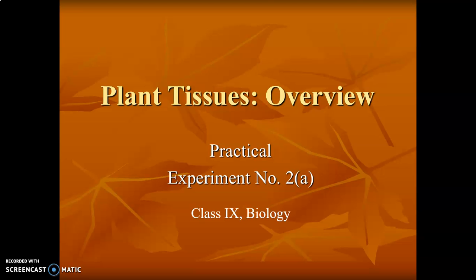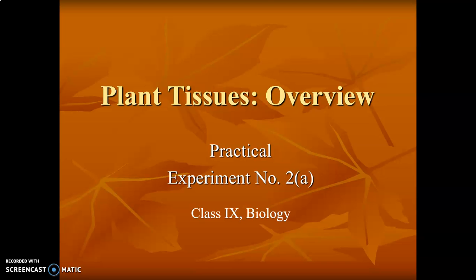Today the experiment we'll study is experiment number 2A. This experiment is based on plant tissues. A group of cells having a common origin and performing similar kinds of functions are called tissues. And plant tissues are mostly dead so as to provide rigidity and mechanical strength to the plant parts.